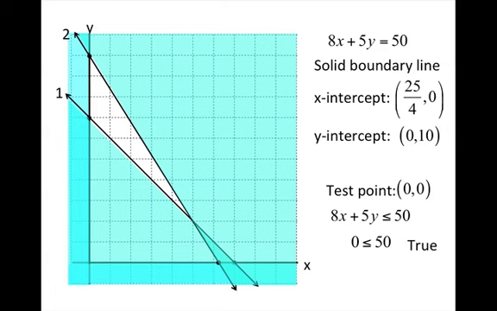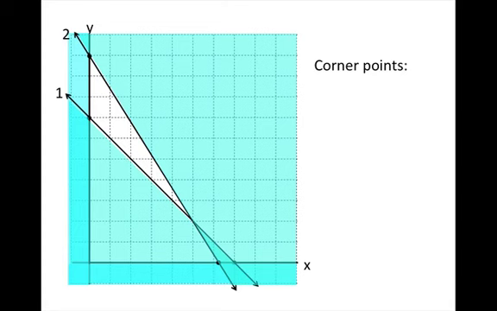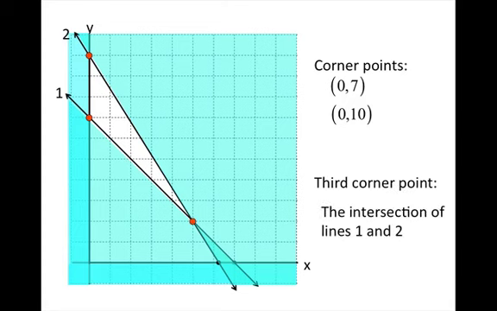So that leaves me with a triangular feasible solution area. So we want to begin by listing our corner points. The first corner point was at 0, 7. The second corner point that's also an intercept is at 0, 10. And then I have a third corner point where the two lines intersect. So this third corner point is formed by the intersection of lines 1 and 2.